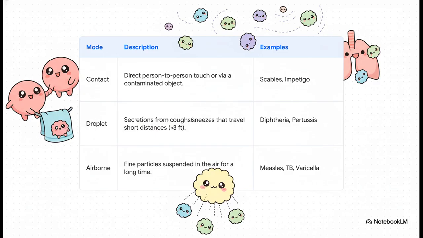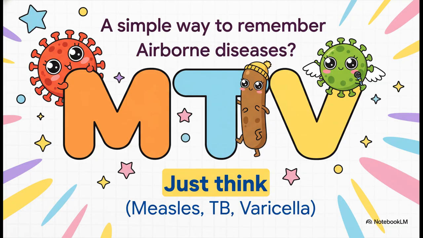Others, like what causes whooping cough, hitch a ride in bigger droplets when someone coughs or sneezes, but they don't go very far. And then you've got the expert travelers, the airborne germs like measles or TB. These guys can hang out in tiny particles in the air for ages, just floating around, waiting for their next ride. And hey, here's a cool little trick to remember those big 3 airborne diseases. This is straight out of the nursing school playbook. Just think MTV. Measles, TB, and varicella, which is the fancy word for chickenpox. Super simple way to remember some super serious germs.